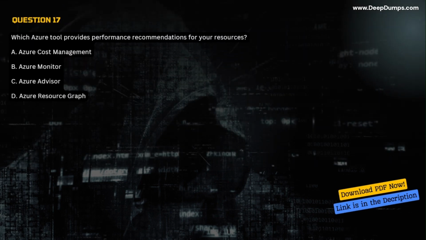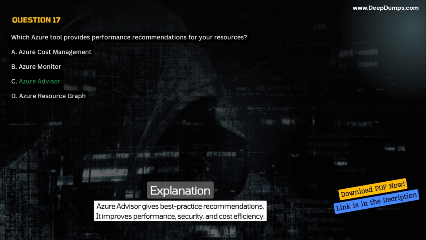Question 17. Which Azure tool provides performance recommendations for your resources? A. Azure Cost Management. B. Azure Monitor. C. Azure Advisor. D. Azure Resource Graph. Correct answer, C. Azure Advisor. Explanation. Azure Advisor gives best practice recommendations. It improves performance, security, and cost efficiency.